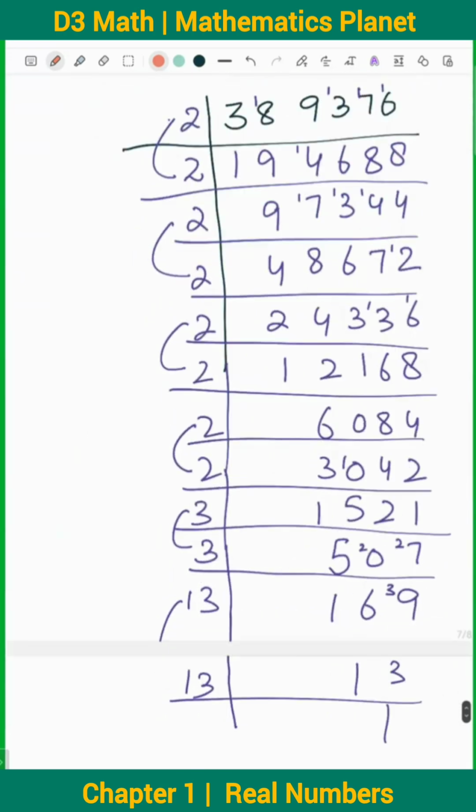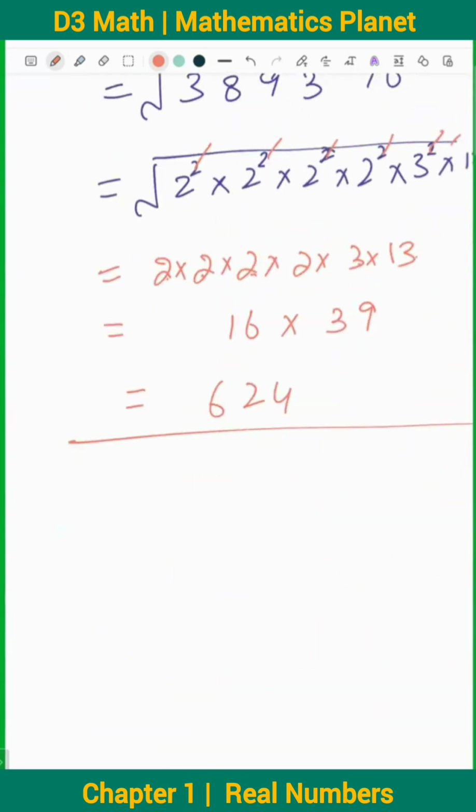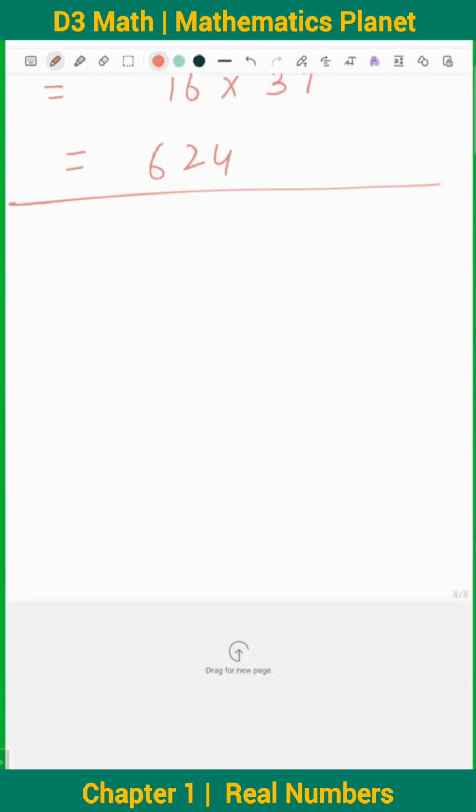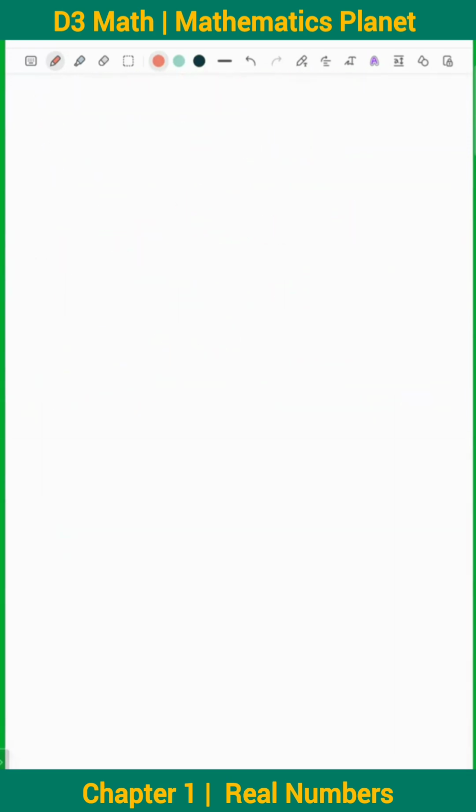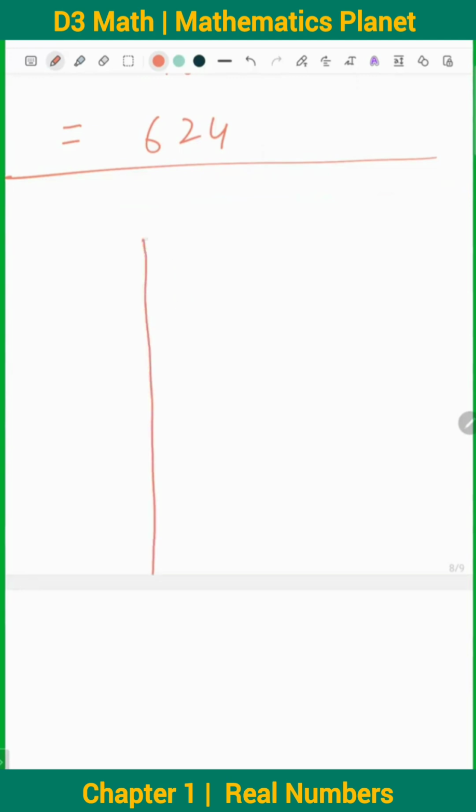Now, because we are doing D3 math, we have to learn a new method to find the square root of the same number. So ये एक क्वेश्चन मैं दोनों मेथड से करूंगी, so that you can identify the difference. The answers will be the same, but there is a different method that we have to learn this time. Okay. So now we have to find the square root of the same number with a new method. Let's do this one.